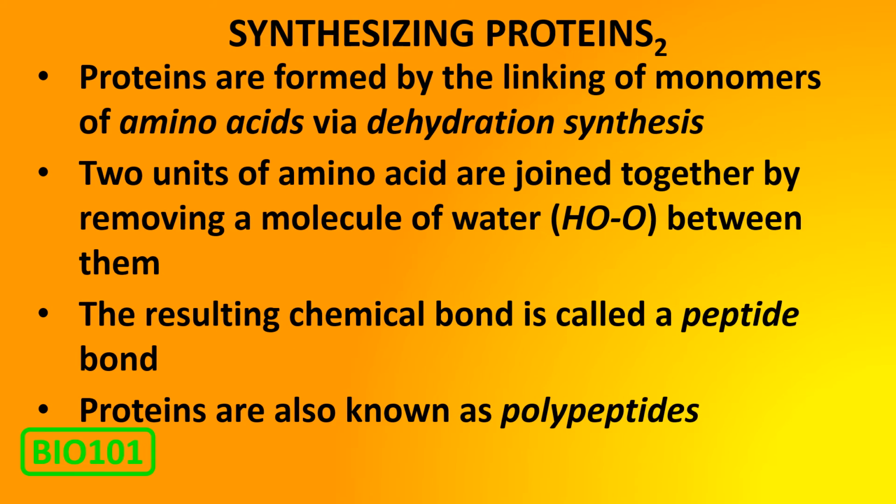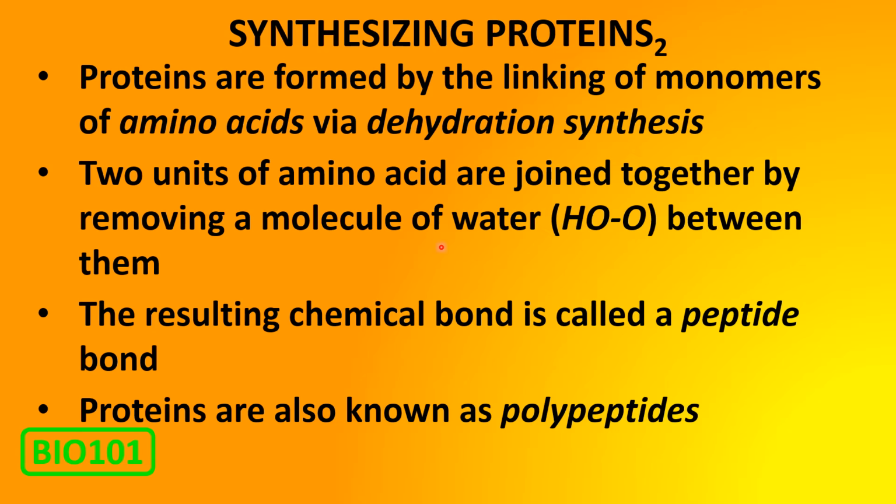Let's check them out. So proteins are formed by the linking of monomers of amino acids. You know what that is now, right? An amino group on one end, a carboxyl group on the other end, positive, negative, it's polar. How do you link things together in organic systems? Sounds like a broken record. Dehydration synthesis. Hook them together by removing water between them.